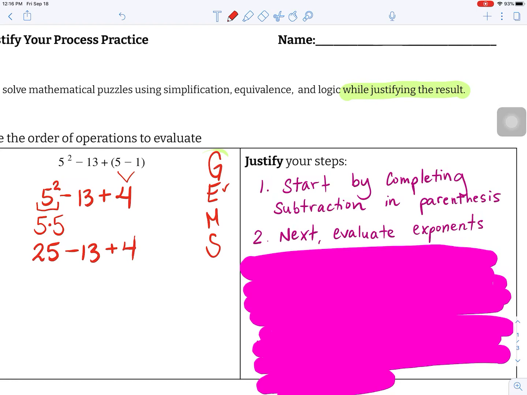When I'm looking at the problem again, we don't have any multiplication or division, so I'm going to skip that step. My subtraction and addition goes from left to right. So I would go with 25 minus 13, which is 12. And then 12 plus 4 is 16.